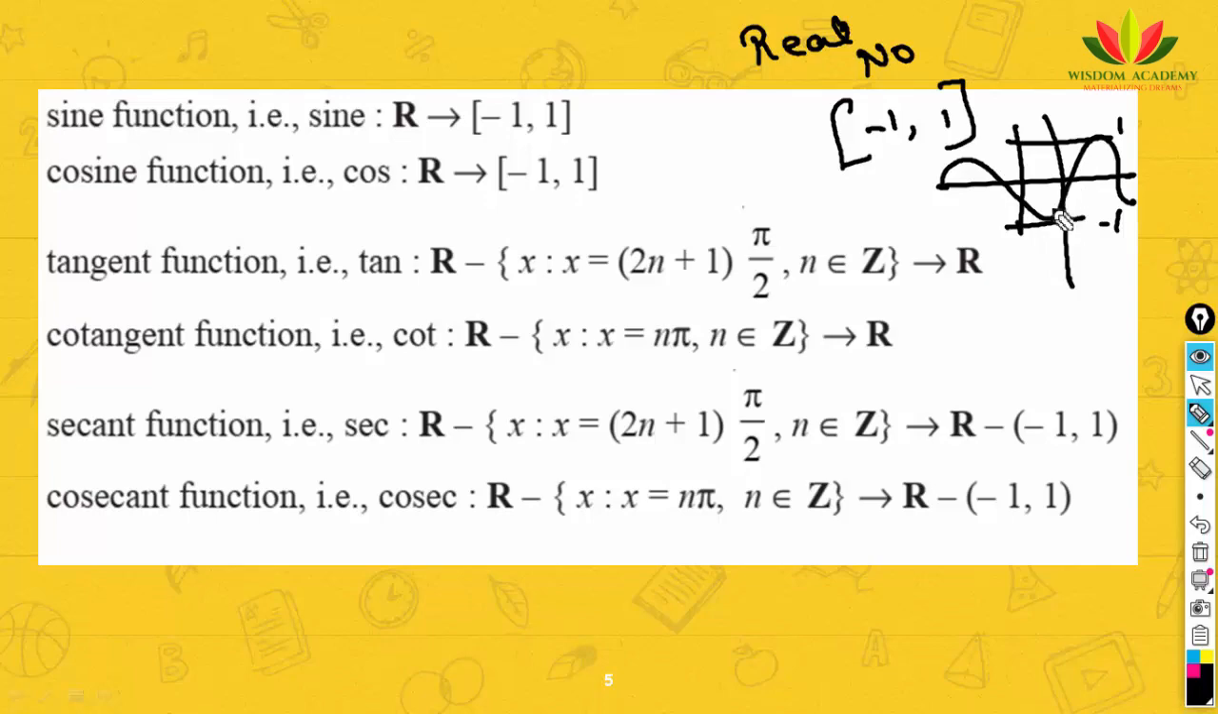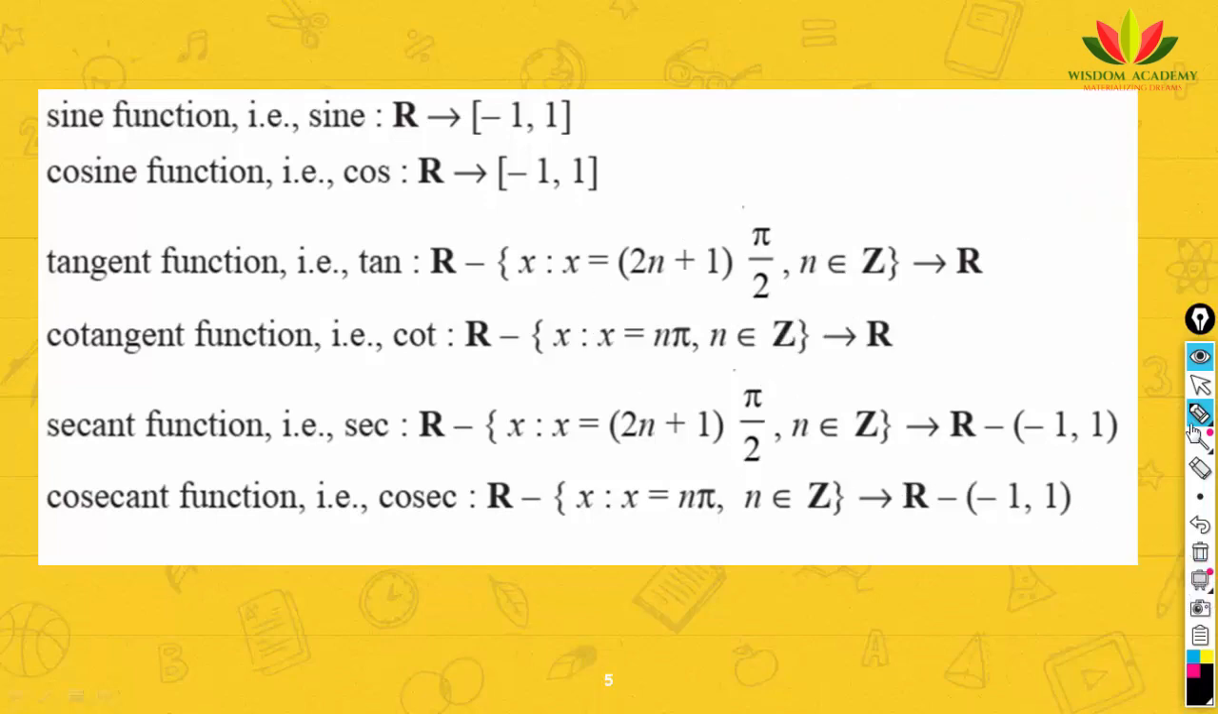I can't get more than 1 and -1. That's why, similarly, cos is also the same. Okay, these are the two functions. I'm going to show this now.